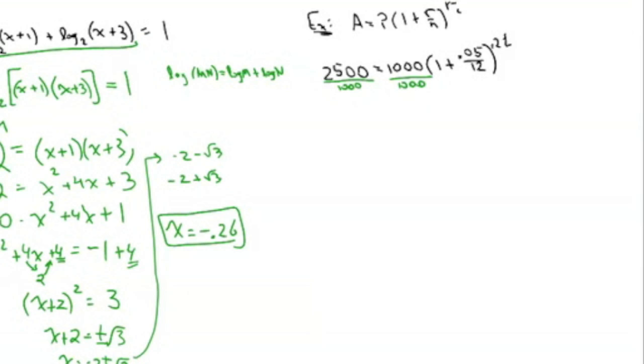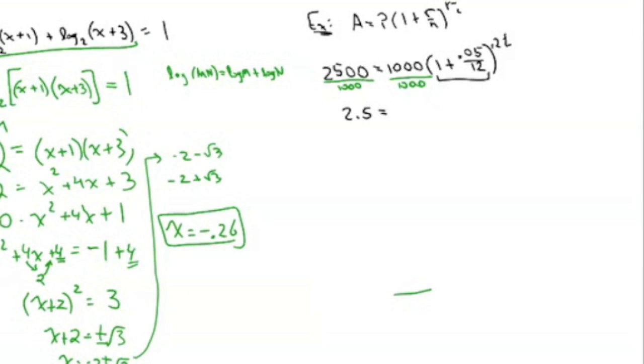That frees up a few things. 2,500 divided by 1,000, was it 2.5? Yeah, 2.5 is equal to... Now, 1 plus 0.05 divided by 12. I can do this calculation, I just can't do anything with it. What is 1 plus 0.05 divided by 12?